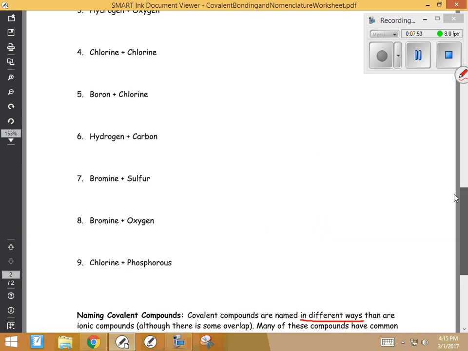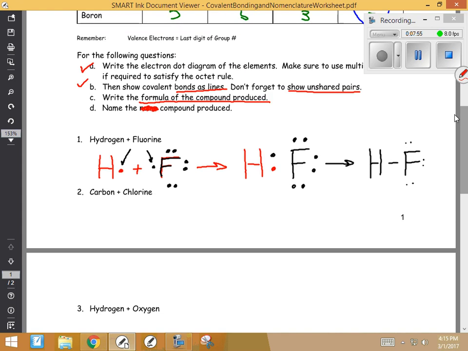Let's go try to name this thing. Based on those naming conventions, we would call this hydrogen. Oops, always misspell fluoride. Fluoride. Now that's just like fluoride in an ionic bond. Hydrogen fluoride. Here we go. Let's try this next one. Again, let's try it together.